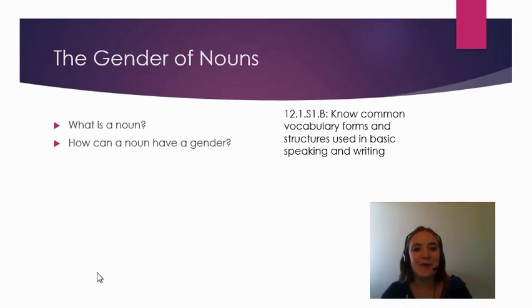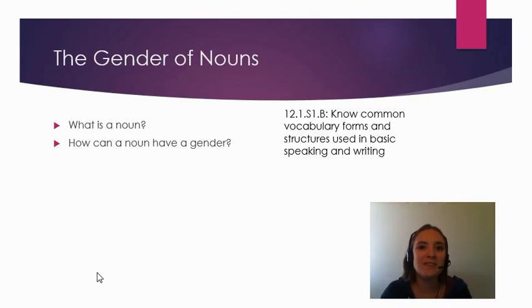So we're going to talk today about nouns. First and foremost, we have to determine what parts of speech we are even talking about in English. What is a noun? If you remember way back, a noun is a person, place, or thing. So things like a cat, things like a lady, things like school. These are all nouns. The thing we're going to talk about mostly today is the gender of nouns.